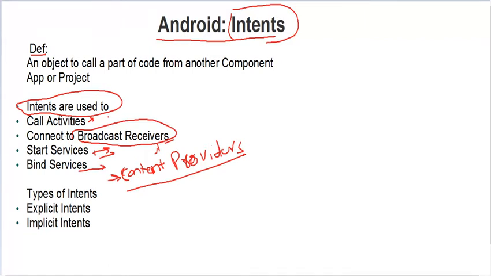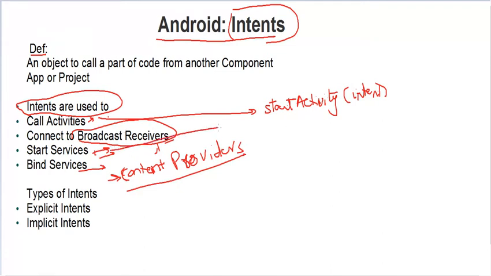So as we did in our example, to call activities we use the startActivity function. After creating the intent for that particular activity, and giving the arguments, the source and the destination, we pass the intent object to the startActivity function.